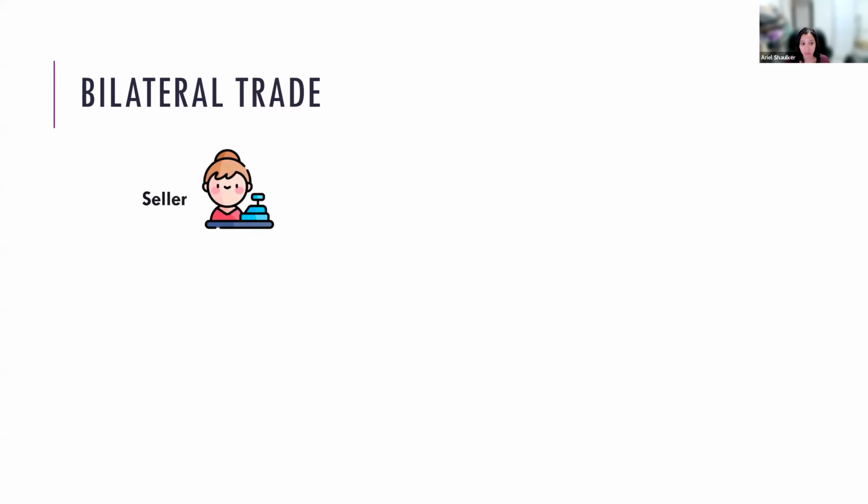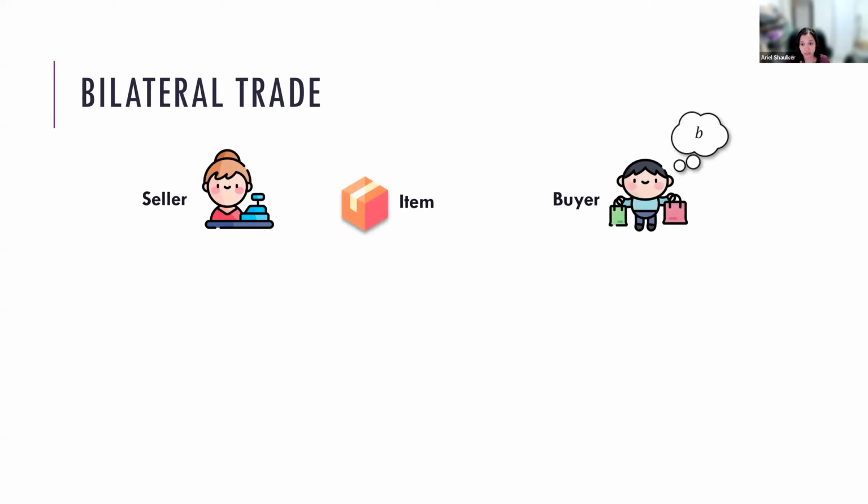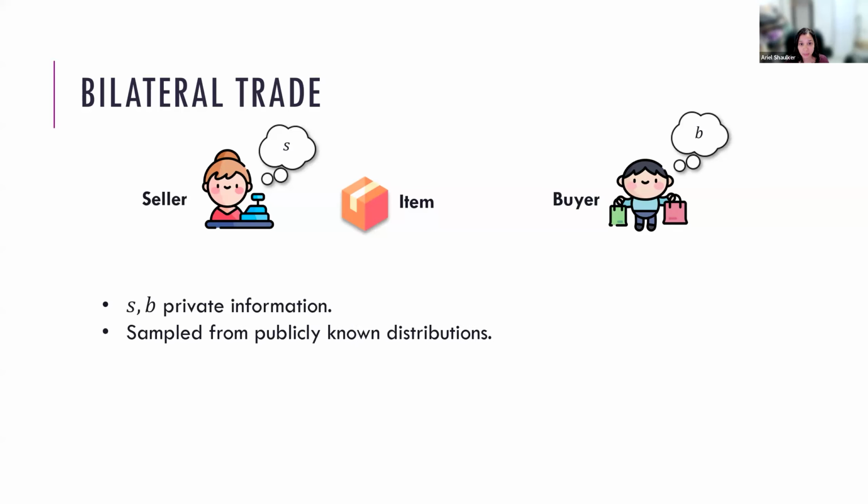In the bilateral trade problem, we have one seller who owns an item and a buyer who seeks to purchase it. We denote by B the value of the buyer for attaining the item, and by S the value of the seller for keeping the item. S and B are the private information of the two agents, and they are sampled from publicly known distributions.